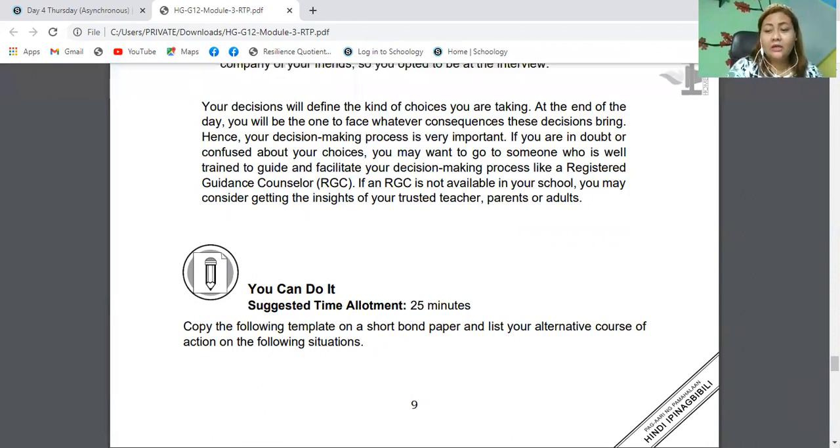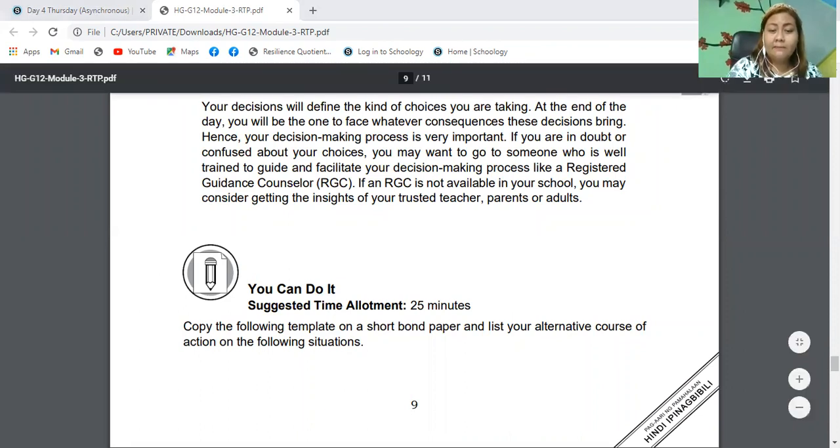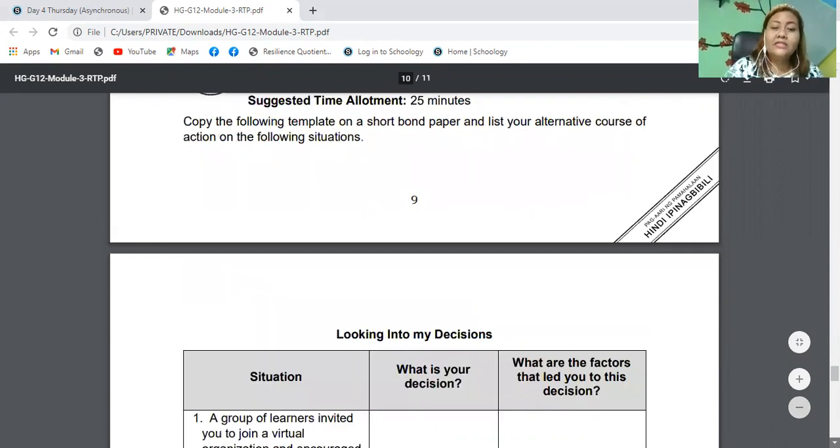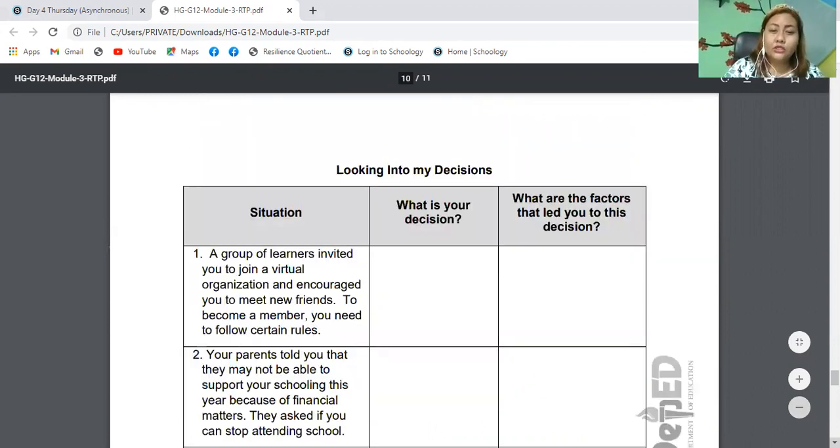I think this is the last activity. Suggested time is going to be 25 minutes because this is a template that you're going to copy and you're going to follow. Let me see here. Okay, it's a table. Looking into my decision. So, paano? Bibigyan ka niya ng sitwasyon. Like, for example, number 1, a group of learners invited you to join a virtual organization and encourage you to meet new friends. To become a member, you need to follow certain rules. O, meron daw group na gustong kasama ka. Now, anong decision mo?